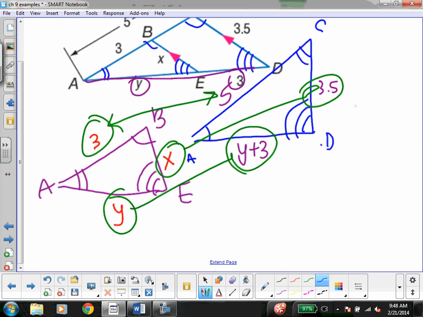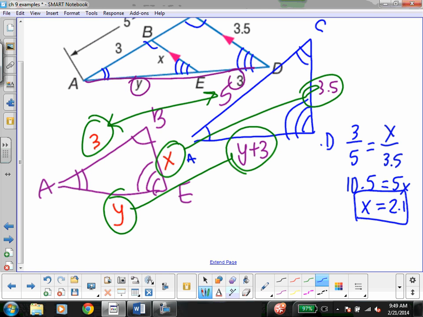I'll create the proportion 3 over 5 equals X over 3.5. And then I can cross multiply. 3 times 3.5 is 10.5. And then 5 times X is just 5X. Now I divide both sides by 5 to get 10.5 divided by 5, which is 2.1. And there's my answer for X.